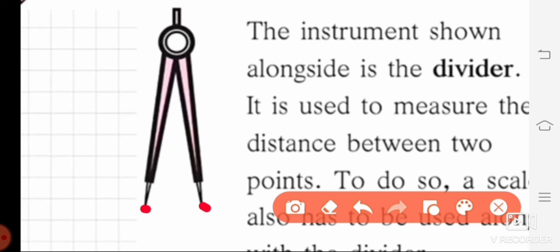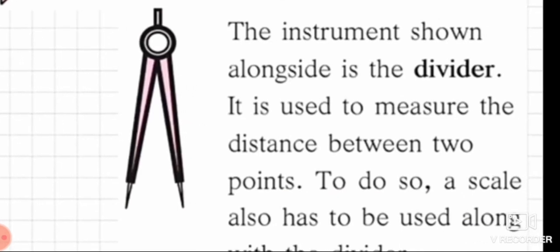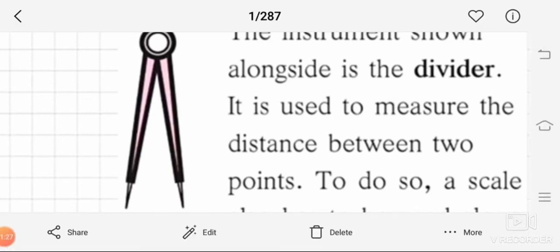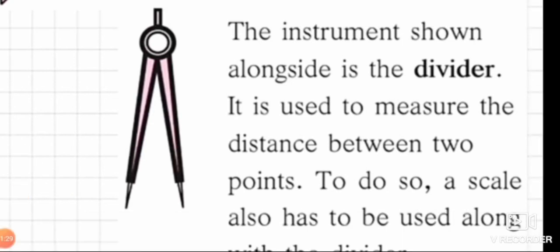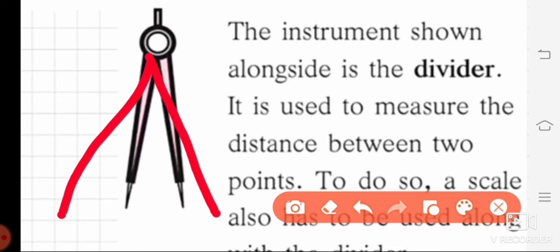Now what is the use of this divider? This divider is used to measure the distance between 2 points. And how to use the divider, we are going to study in 7th standard. So now I'll explain to you. Now suppose these are the 2 points. I have taken 1 point here and the second one here. Now I don't know what the distance is. What will I do? I will stretch this divider a little bit. One point I'll keep here, the other one I'll keep here.